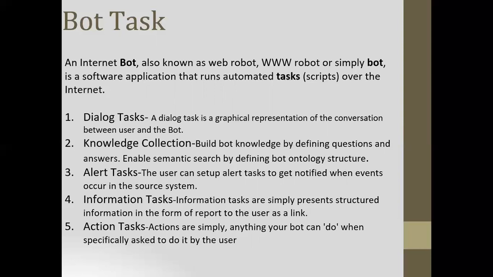Alert task: suppose you want to set an event on your mobile, like scheduling a reminder. It will be automatically triggered by the backend, and until it triggers, it keeps running in the background. Information tasks simply represent structured information to the user in the form of a report or a link.